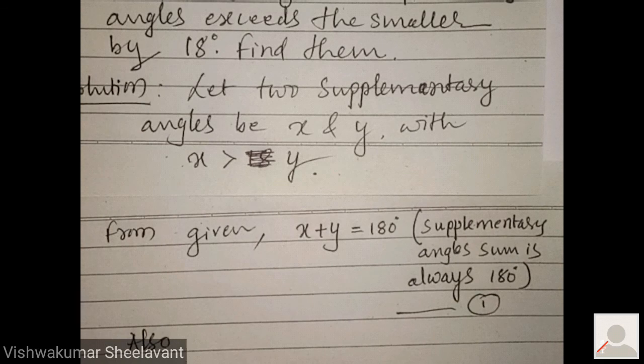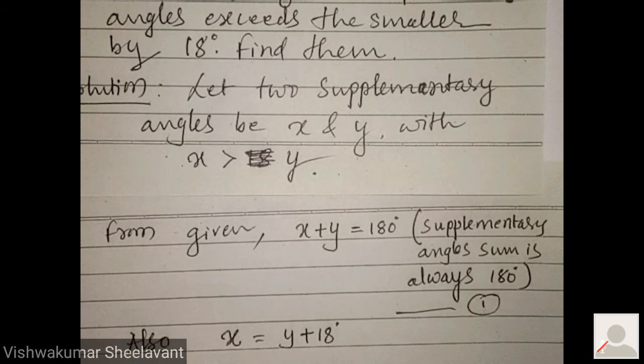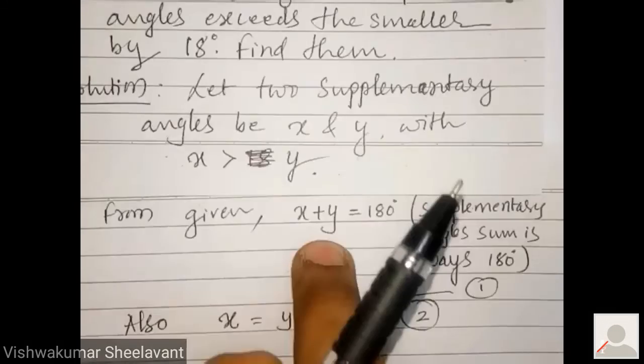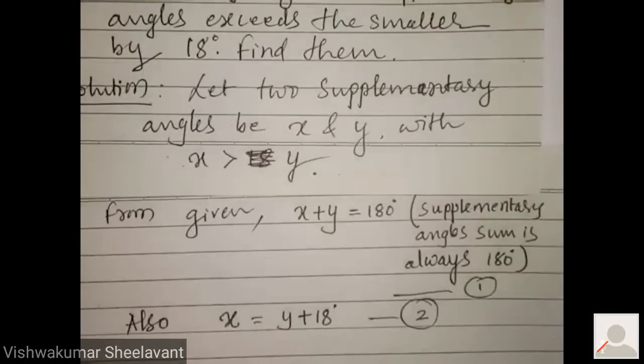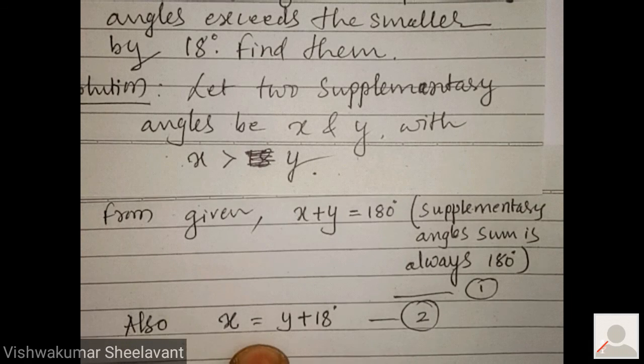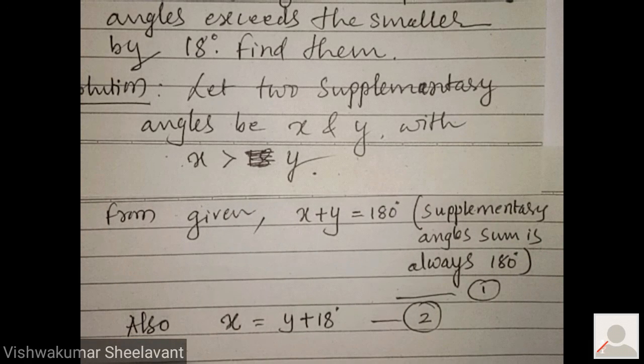Also they have given the larger exceeds the smaller by 18 degree. Larger is x. So x equal to y plus 18 degree. Call this as second equation. Now it is also like the first one only. x is directly available. Put x value in 1, simplify and get the value of y. And then put y value again in 2, you will get x value. Take it as homework. We will continue tomorrow.